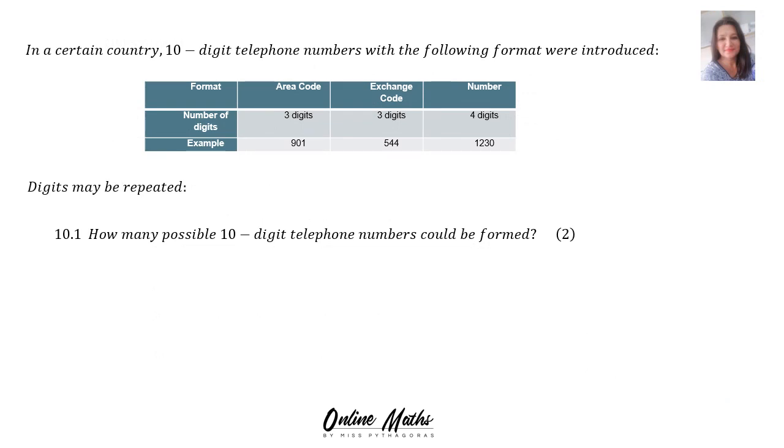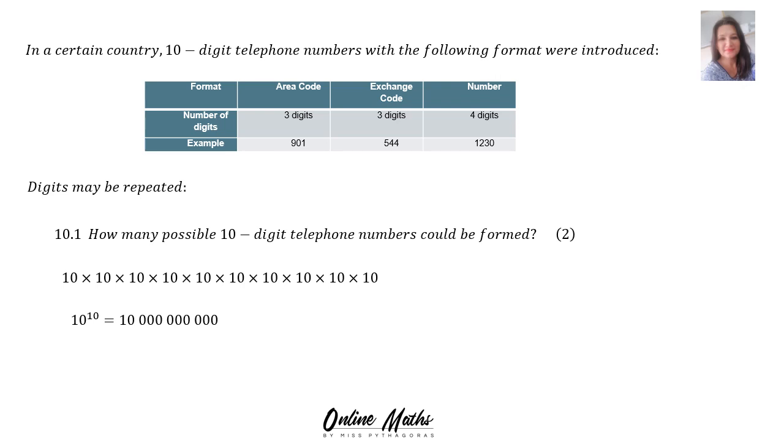In a certain country, 10-digit telephone numbers with the following format were introduced. Area code 3 digits, exchange code 3 digits, number 4 digits. Digits may be repeated. 10.1. How many possible 10-digit telephone numbers could be formed? And then your answer is 10 to the 10, which is 10 billion.